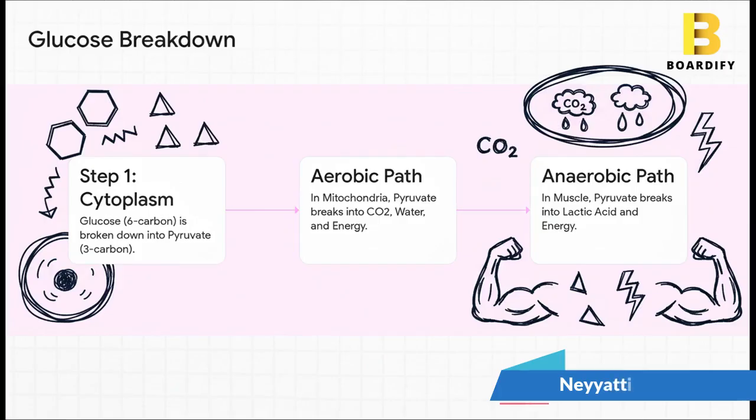But what if there isn't enough oxygen, like when you're sprinting? Well, your muscle cells switch to the anaerobic path, turning that pyruvate into lactic acid, and that's what causes those muscle cramps. So remember these 3 pathways, and just as important, remember where they happen.